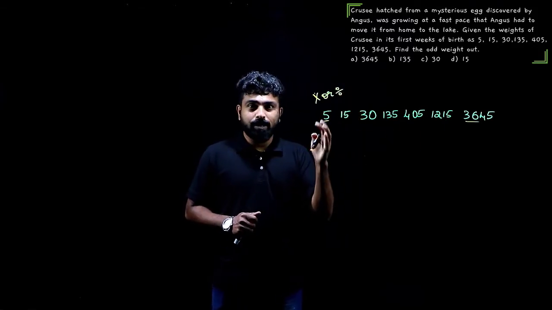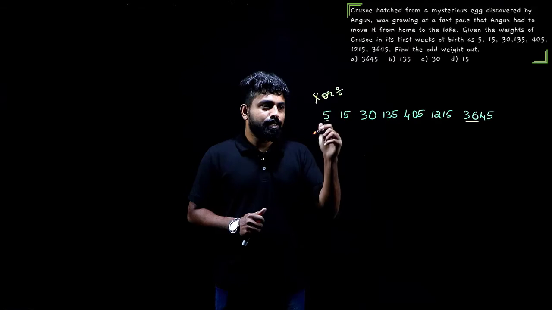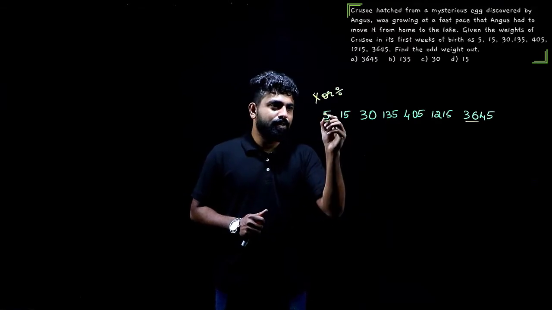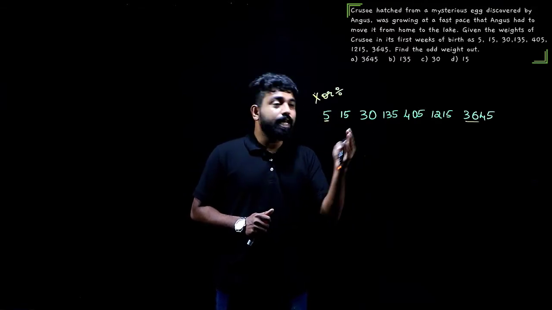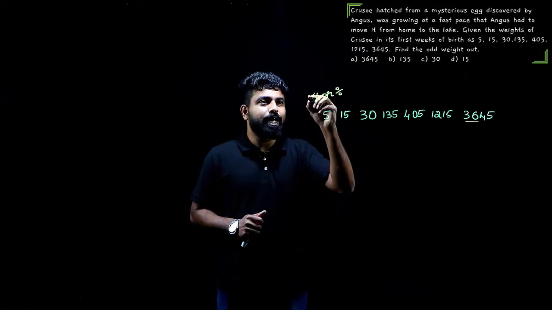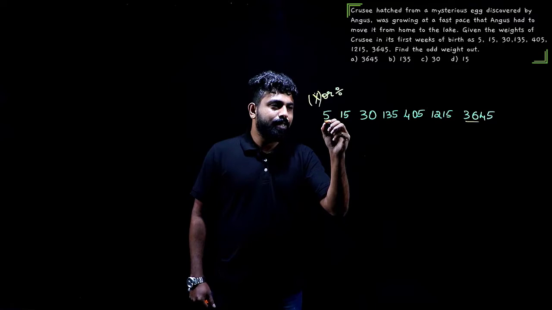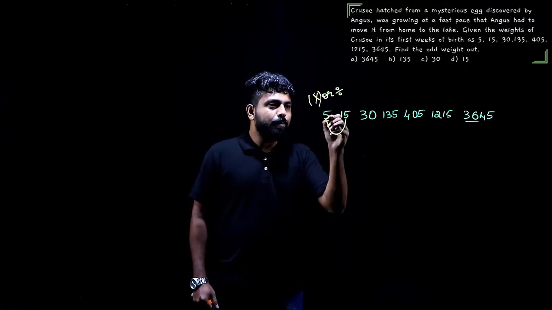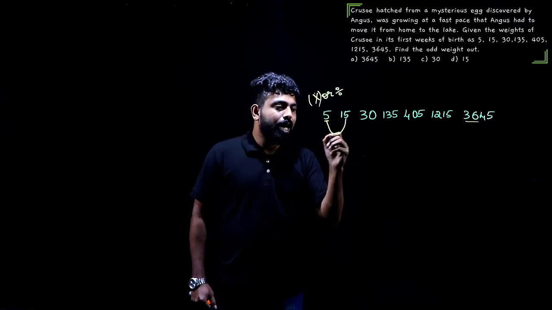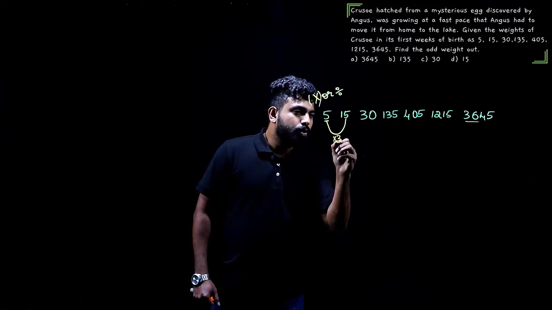So let us check if the terms are increasing or decreasing. The terms here are increasing. The first term is 5, then 15, 30, it's increasing. Hence we know that it's multiplication and not division. So let me check my first term and the second term. What if I multiply with 5? I get 15. I have to multiply 5 with 3 to get 15.